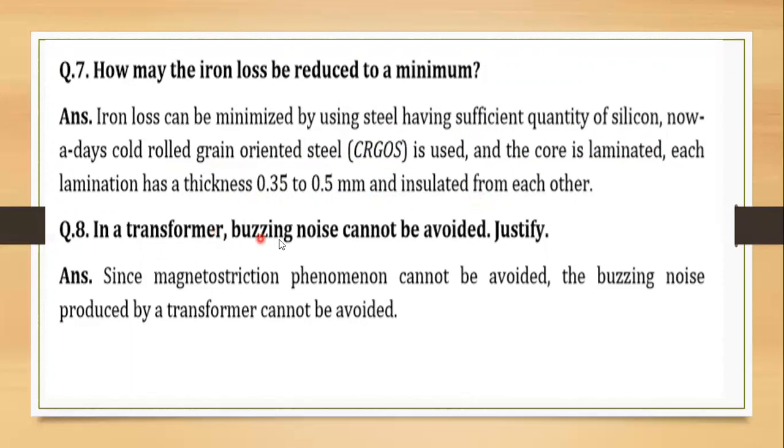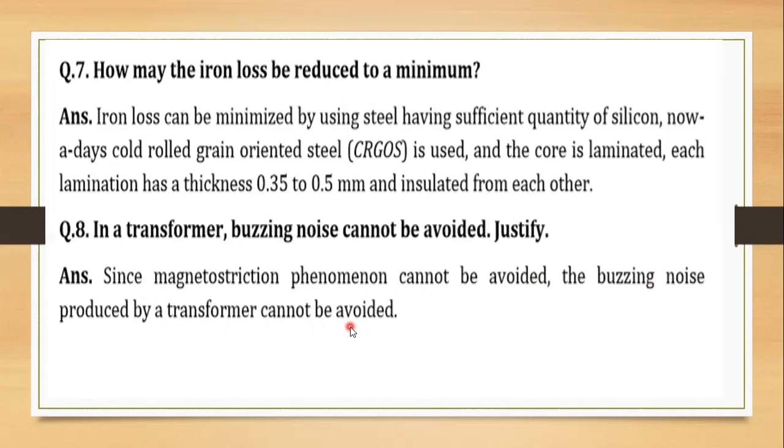Understood? The transformer buzzing noise cannot be avoided. Transformer makes a buzzing noise or humming noise. Am I right or not? When you are standing beside a transformer, it is making sound, that is called buzzing noise or humming noise. Because the magnetostriction phenomenon cannot be avoided, the buzzing noise is produced in the transformer.